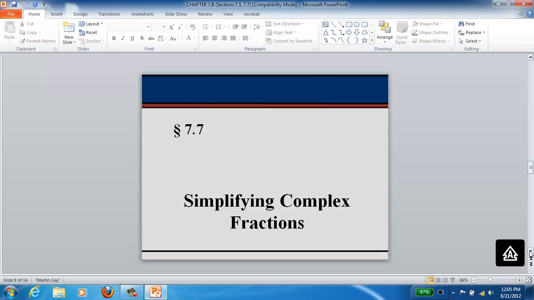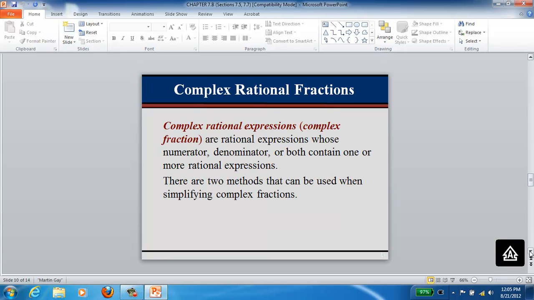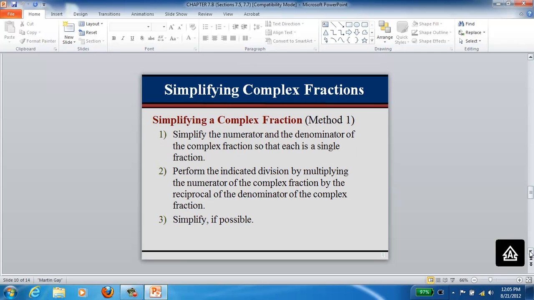7.7, simplifying complex fractions. Complex fractions are rational expressions whose numerator, denominator, or both contain one or more rational expressions. There are two methods that can be used when simplifying complex fractions.